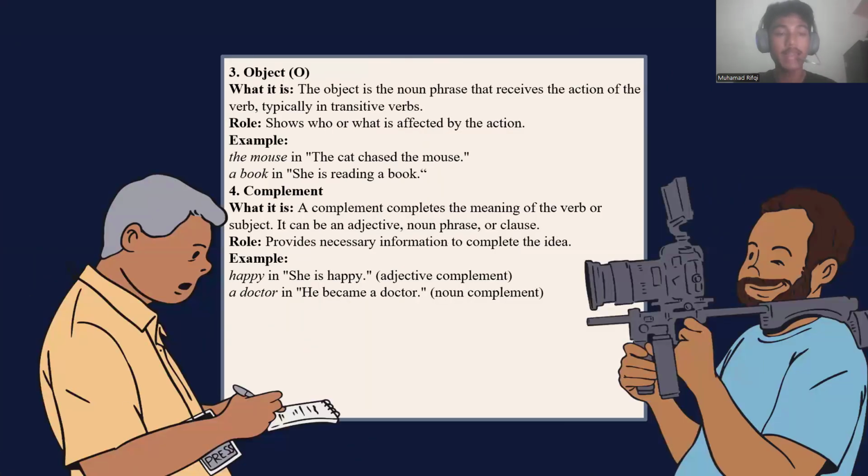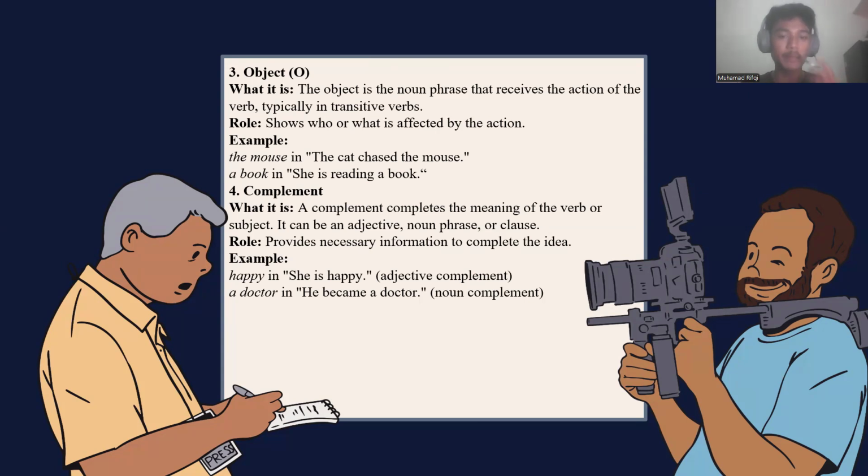The next is object. What is this? The object is the noun phrase that receives the action of the verb, typically with transitive verbs. It shows who or what is affected by the action. For example, "the mouse" in "The cat chased the mouse." "A book" in "She is reading a book."